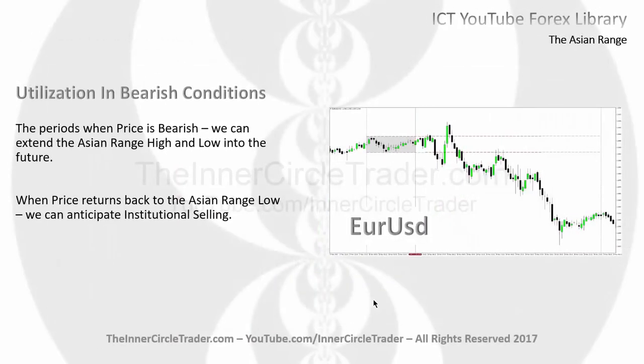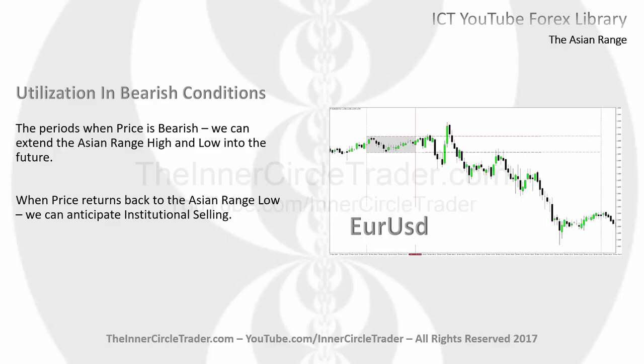All right, so utilization of the Asian range in bearish conditions. Again, like we said when it's bullish, there's a period that's quiet right before the Frankfurt and London Open, and we've been focusing on that. And when it's in a tight, narrow consolidation, we're going to be looking for some measure of manipulation, if you will, on price action. So what we're going to be doing is waiting for a break in the Asian range low, and then when price trades back up to it, we're going to be anticipating institutional selling.